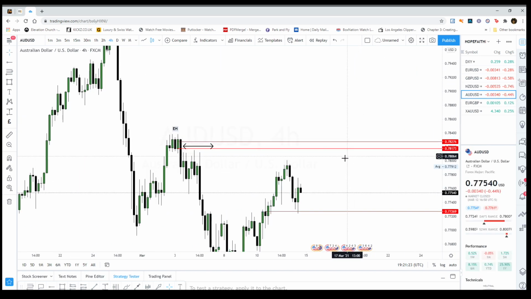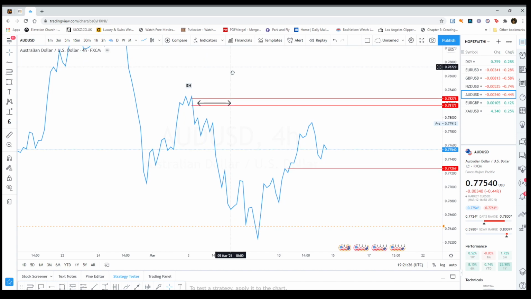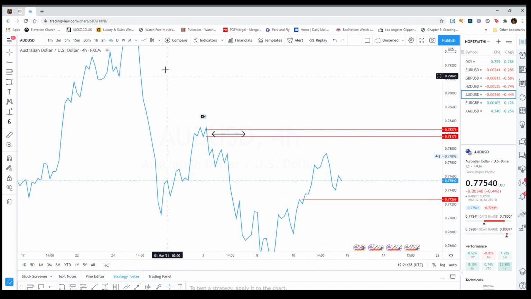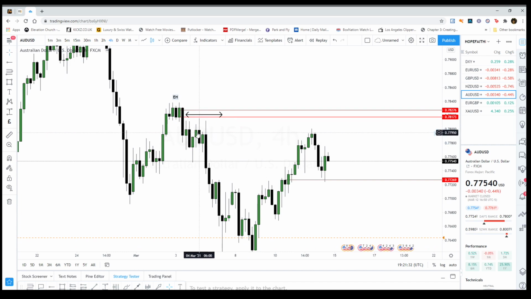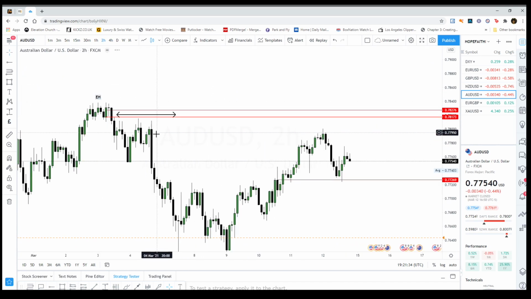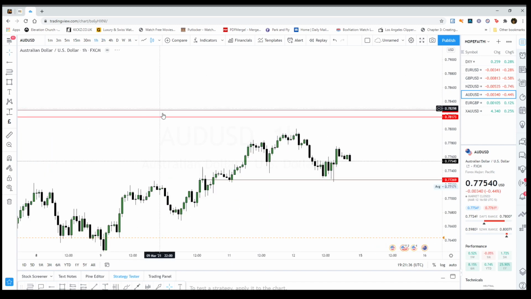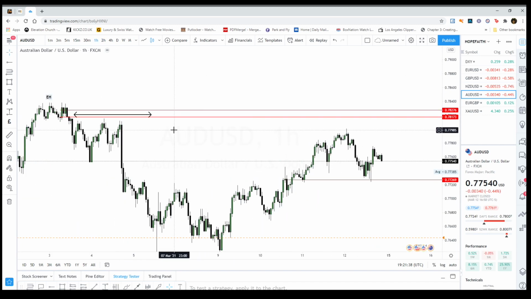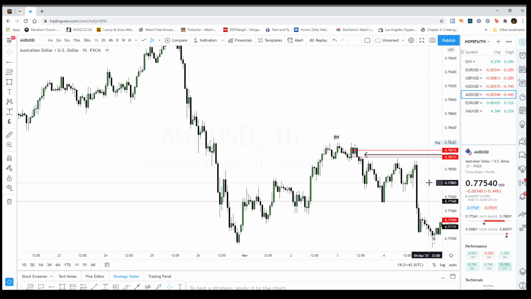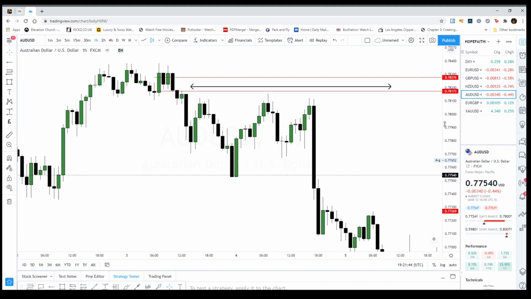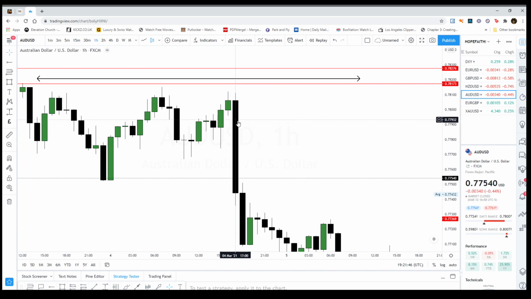AUDUSD is exactly the same. There was an equal high here, so I would have been very cautious in actually entering a sell, although they reacted on this area. So if we go down to the lower time frame, we can probably see why. There you go. That would have been your entry on the 1 hour. That is actually a 4 p.m. candle, which is beside the London close. Very good sell to buy or buy to sell scenario.